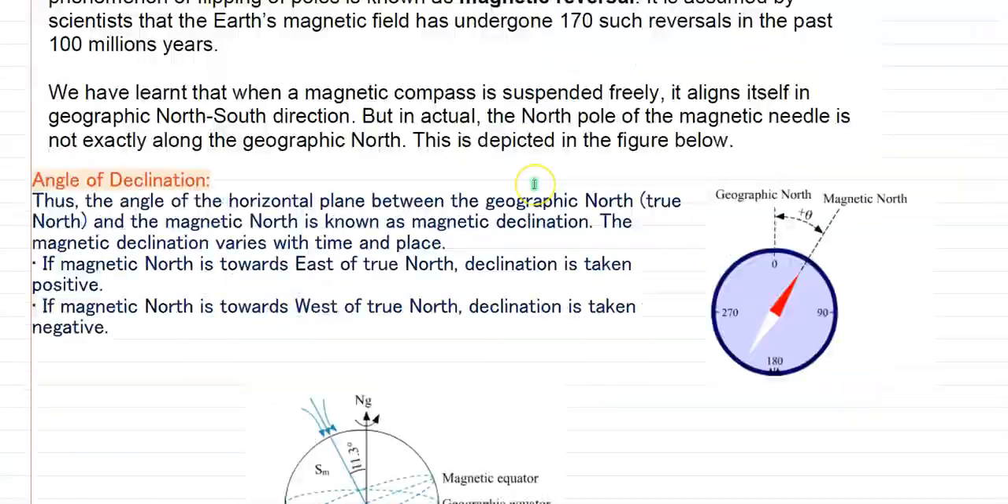I will show it now. Angle of declination. The angle of declination is the angle between the geographical north pole and the magnetic north pole. With east, west, north and south, if the magnetic north pole is towards the east direction, then the declination is positive. If the magnetic north pole is towards the west of true north, then the declination is taken as negative. This is called the angle of declination.